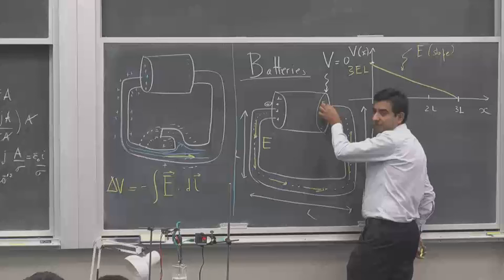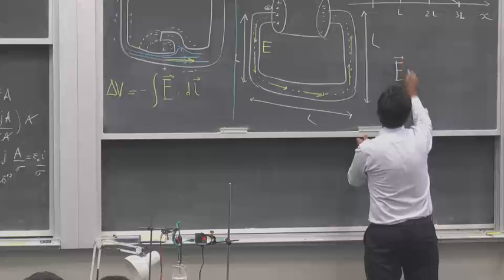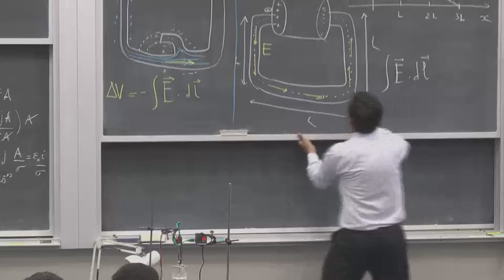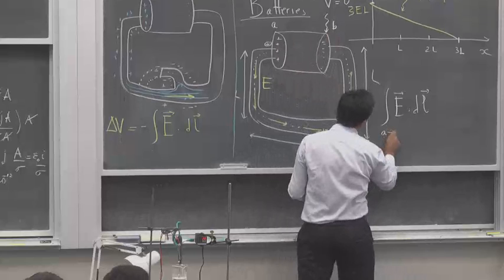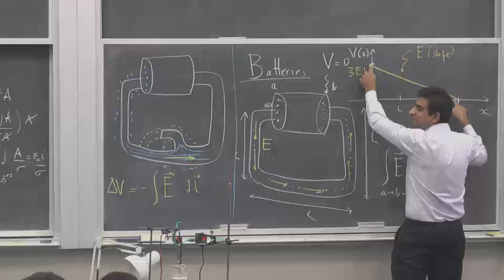But I also know that from Faraday's law, the partial form of Faraday's law, I must have E dotted with dl about a closed path that is from point A to B and back to A. From A to B and back to A must be zero, because there are no changing magnetic fields here. Now if this potential drops, there must be a rise in potential inside this battery.